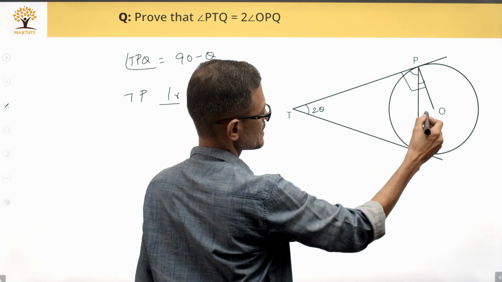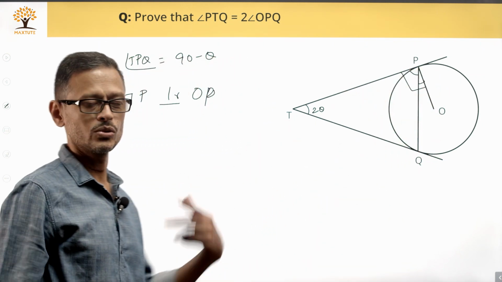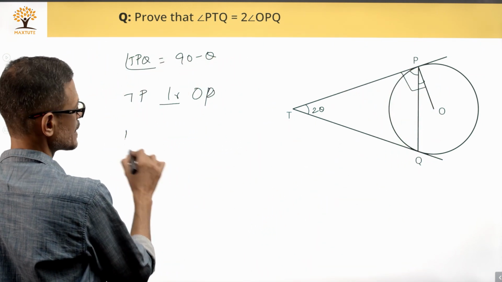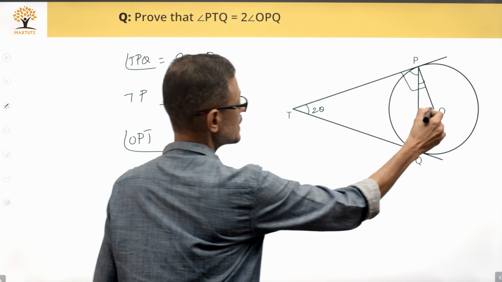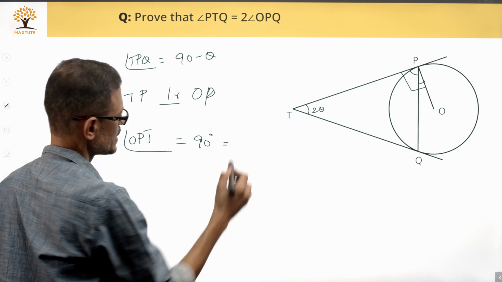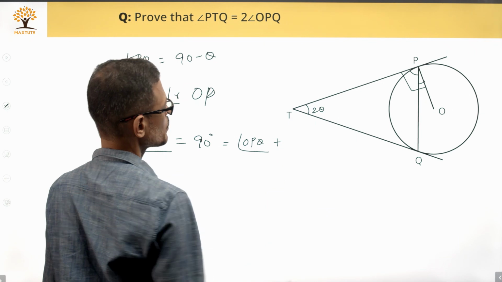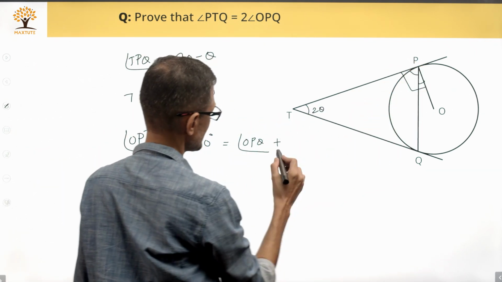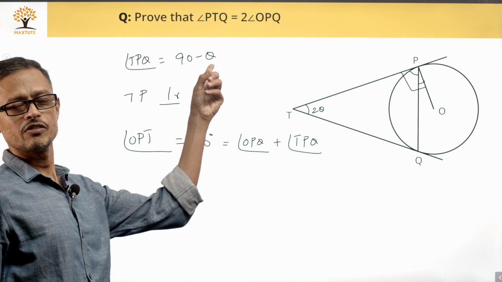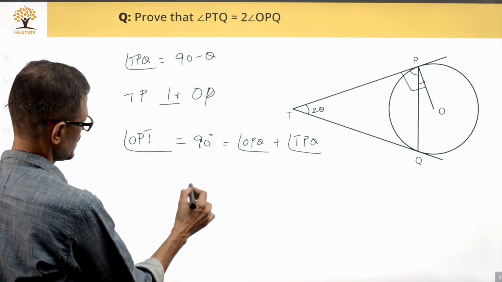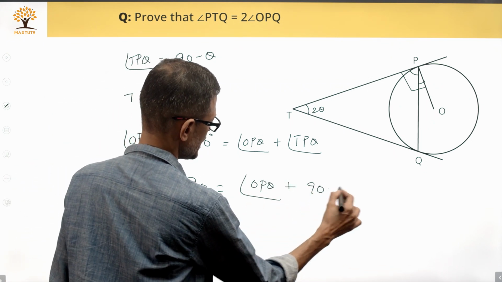This entire angle is the sum of OPQ and QPT, right? The sum of those two angles. So we can say that angle OPT, which is equal to 90 degrees, is actually the sum of two angles. One is angle OPQ and the second one is angle TPQ. What did we find TPQ to be? We found TPQ to be equal to 90 minus theta. So 90 is equal to angle OPQ plus 90 minus theta.